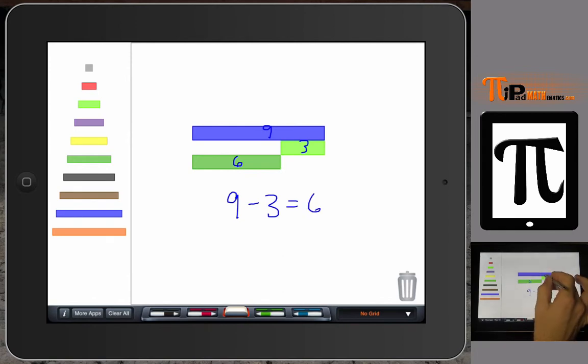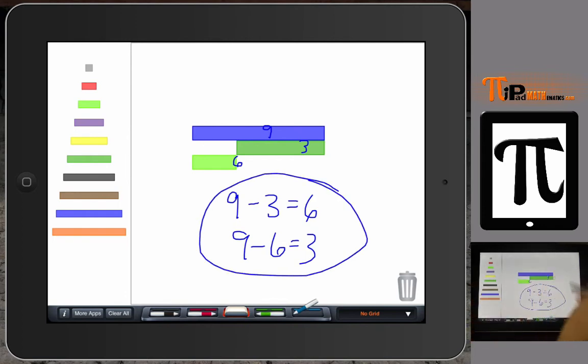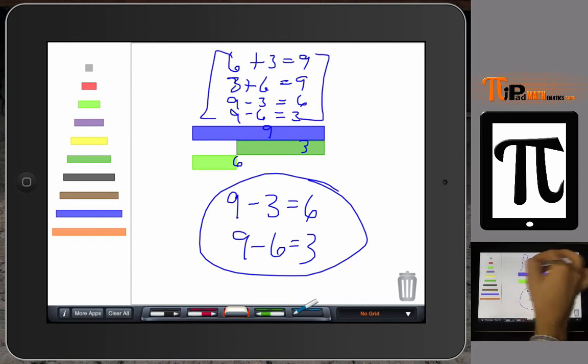I can rearrange that, and I can say, what is 9 minus 6? Equals 6. If I rearrange it, then we have 9 minus 6 equals 3. We have this kind of fact family type of relationship, where 6 plus 3 equals 9, 3 plus 6 equals 9, 9 minus 3 equals 6, and 9 minus 6 equals 3. So here are your fact families for this model that is modeled right here.